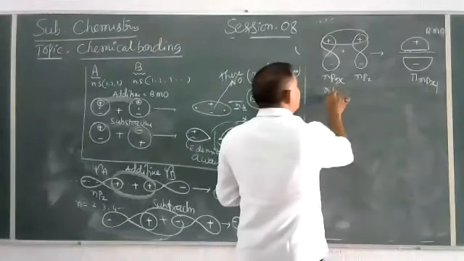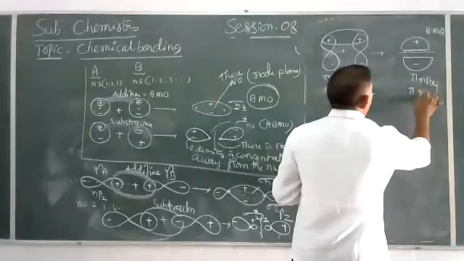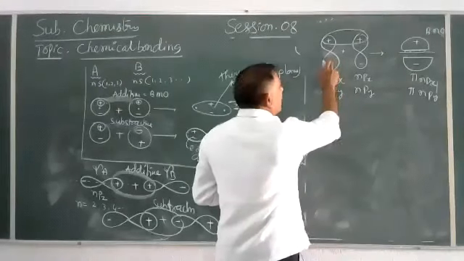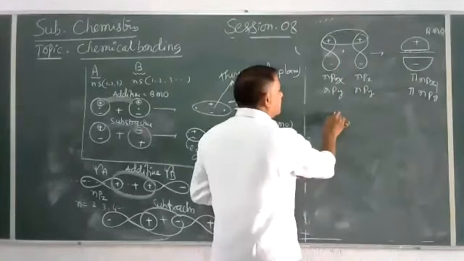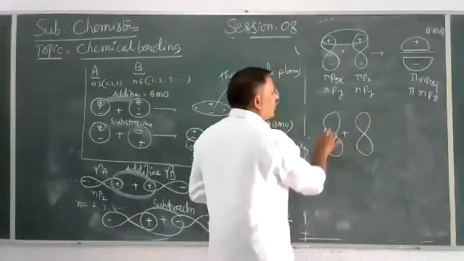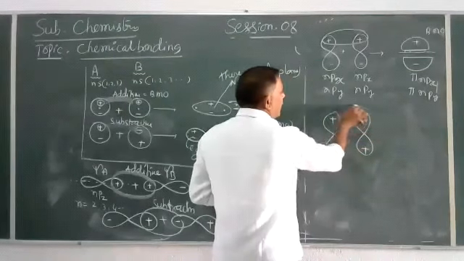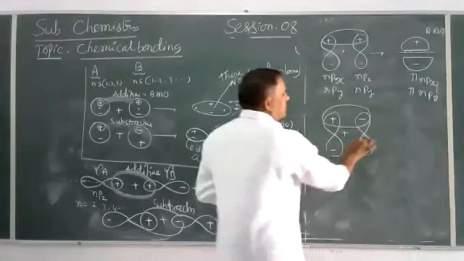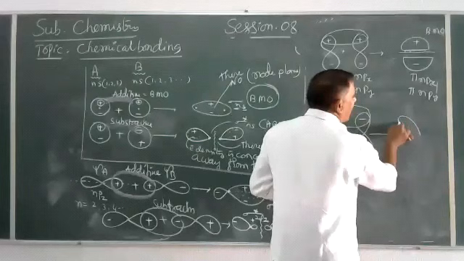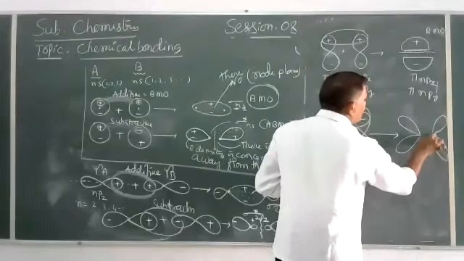Or maybe npy also we can take, based on their electronic configuration. But its lobe combination may be different. Now a subtractive linear combination takes place, plus and minus, minus and plus. The lobe combinations are differing. Then it forms an antibonding molecular orbital. Antibonding molecular orbital means there is no electron density between the two nuclei.